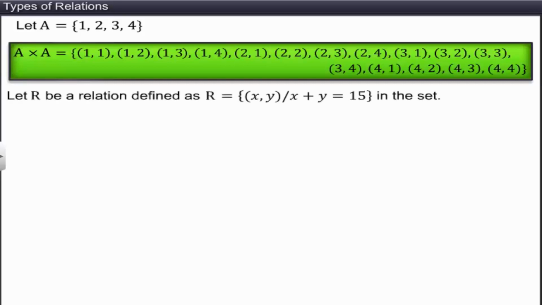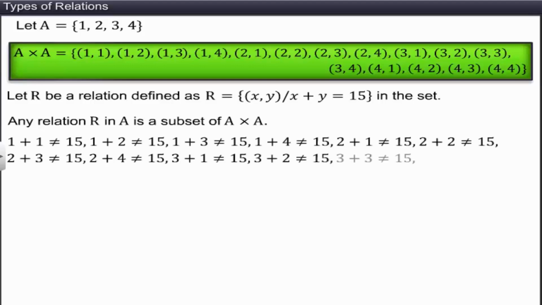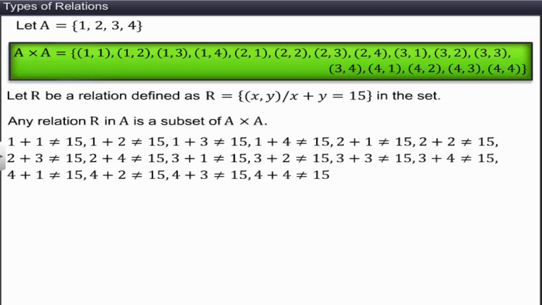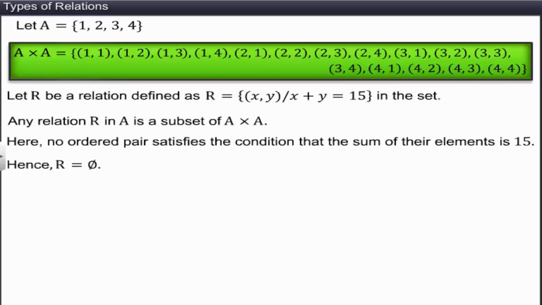Let us define a relation R on A, defined as the set of all ordered pairs (x, y), such that x plus y is equal to 15. Recall that any relation R in A is a subset of A cross A. In this case, no ordered pair satisfies the condition that the sum of their elements is 15. Hence, relation R has no ordered pairs in it. These types of relations are known as empty relations.